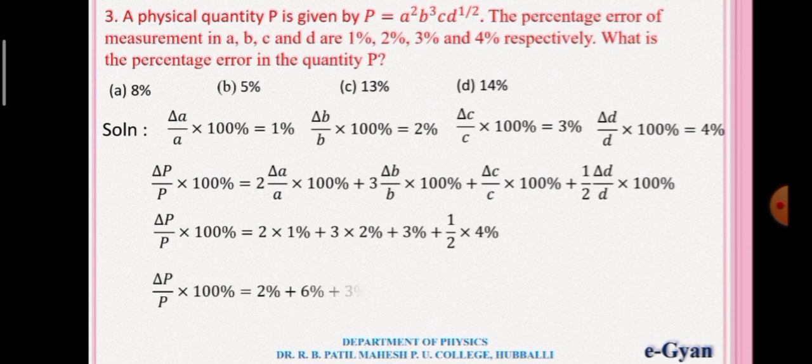That is equal to 2 into 1% will be 2% plus 3 into 2% will be 6% plus 3% plus 1 by 2 into 4% will be 2%. When you add all these, we get 13%. Therefore, we can say that the percentage error in the quantity P is 13%. Hence, option C is correct one.